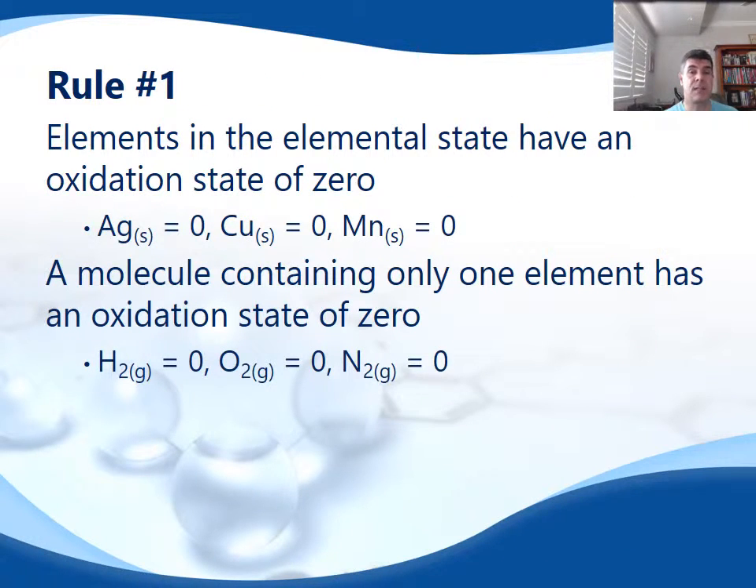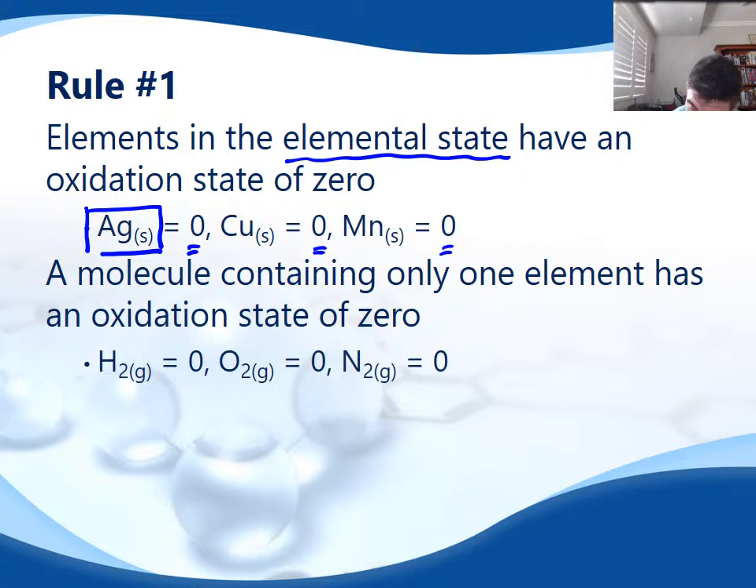So the first rule is that elements in the elemental state have an oxidation state of 0. We've looked at this before. So here is silver solid. It has an oxidation state of 0. And so does copper, and so does manganese. Provided they are in their elemental states, the assumption that we make is always that they're 0.